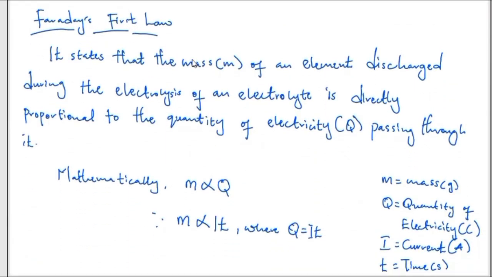Faraday's first law of electrolysis. What does it state? Laws are constant, and so when we say something is a law, that means it binds. So you should know your laws. It states that the mass of an element, M, discharged during the electrolysis of an electrolyte is directly proportional to the quantity of electricity passing through it.